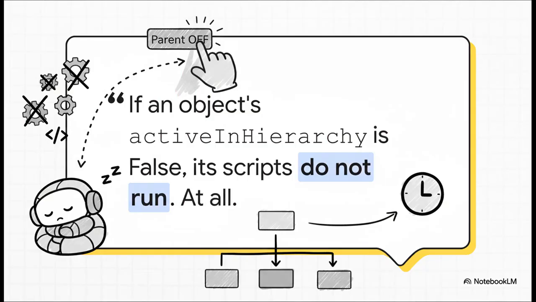And that leads us to this critical rule. If an object is inactive in the hierarchy because one of its parents is turned off, its scripts are completely asleep. They're dormant. Update doesn't run, FixedUpdate doesn't run, nothing runs. The object is basically offline until its entire family tree gets woken back up.